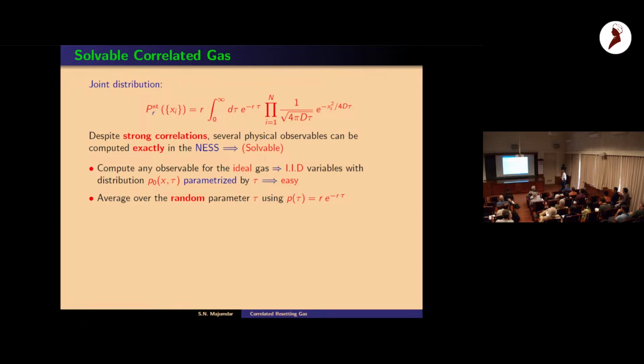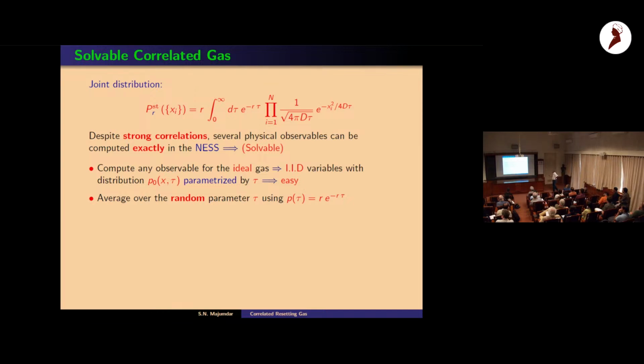So you can actually compute all the observables that I showed you in the first problem. This is like an equilibrium problem, if you like. If you think of this tau, this is just independent Gaussian distributions. So you calculate all the observables for this ideal gas, and then you just have to integrate over this tau variable, thinking of this tau as a random observable, basically.